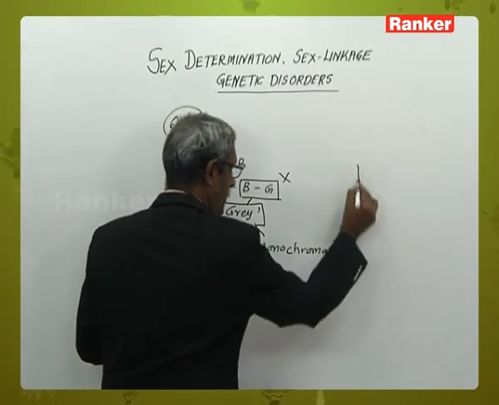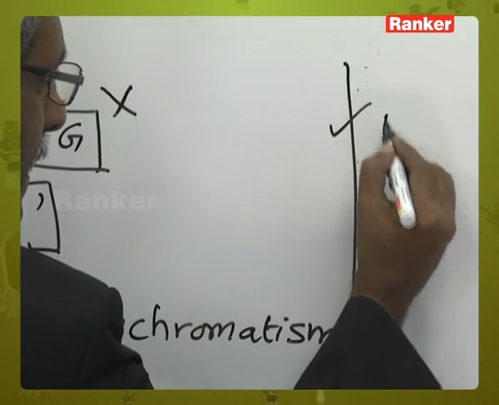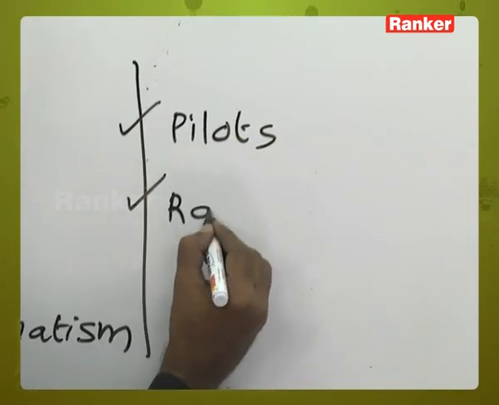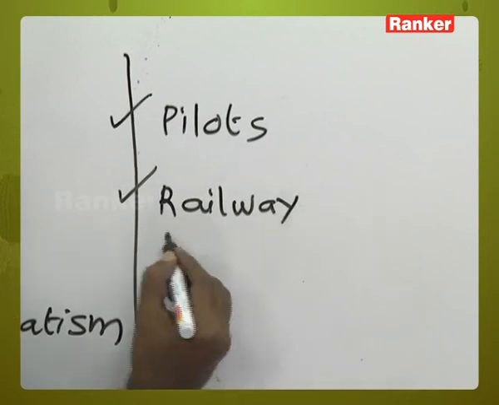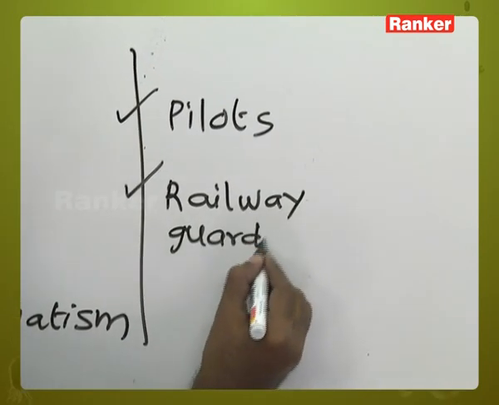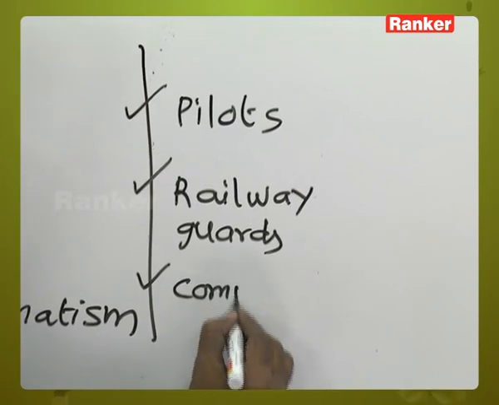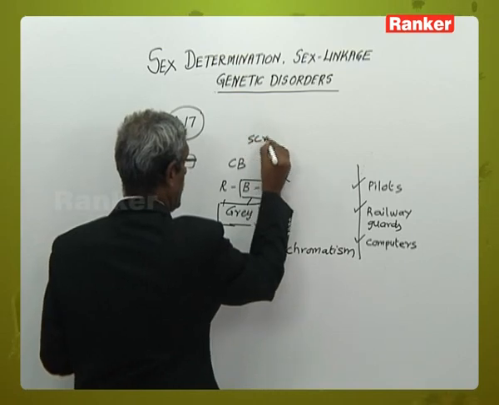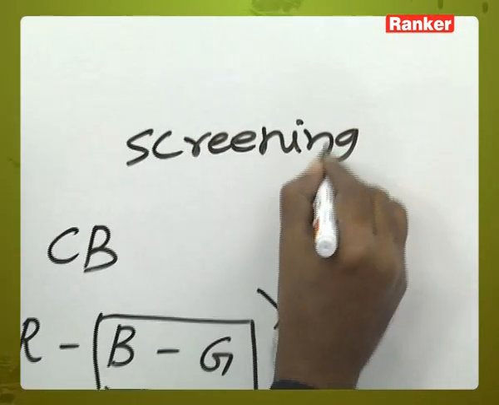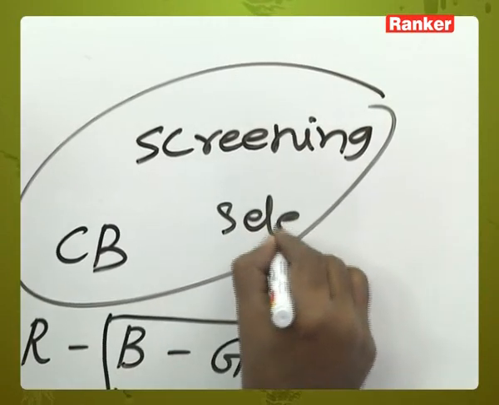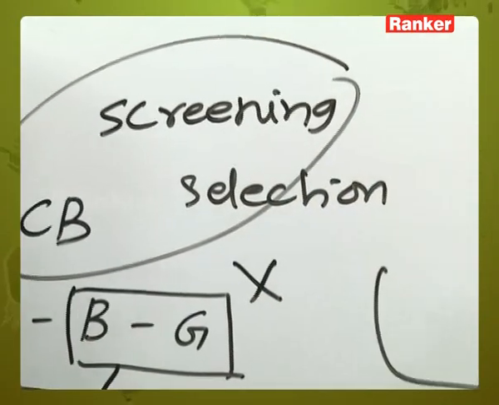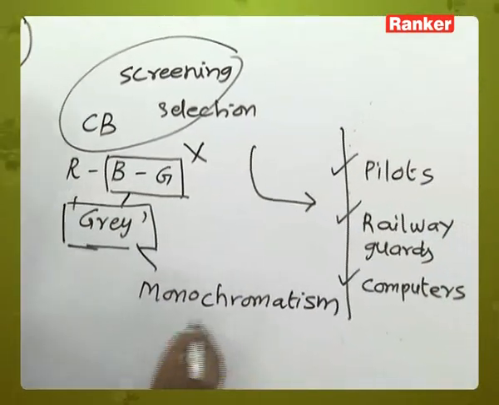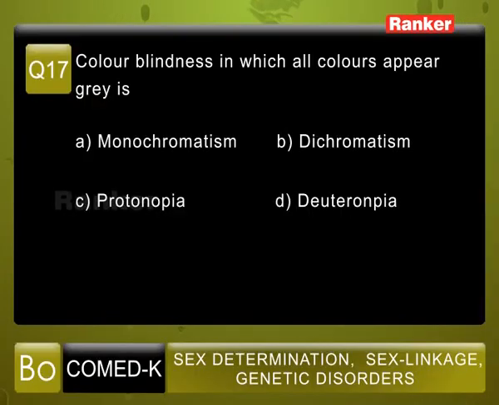Now, this is a very important test for the selection of pilots as well as railway guards, and people who work on computers. So, a screening test for color blindness for selection is apt for pilots, railway guards and computer workers. And monochromatism is the basis. Hence, the correct answer is A.